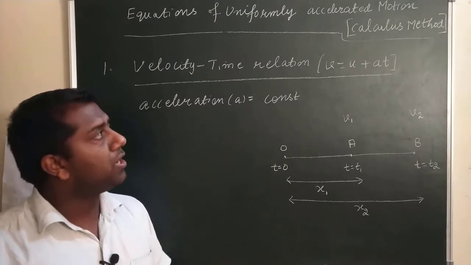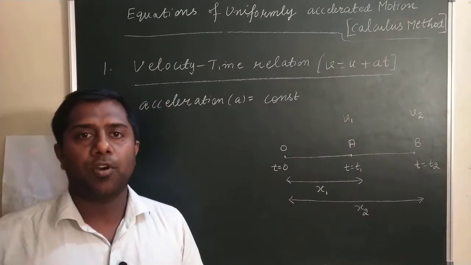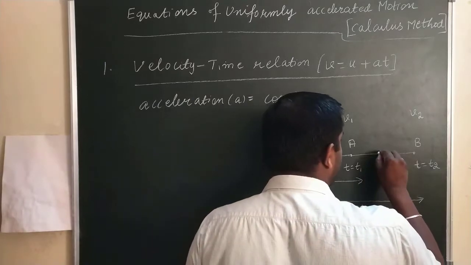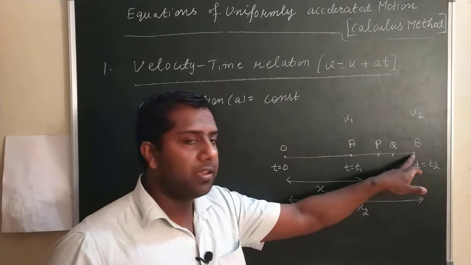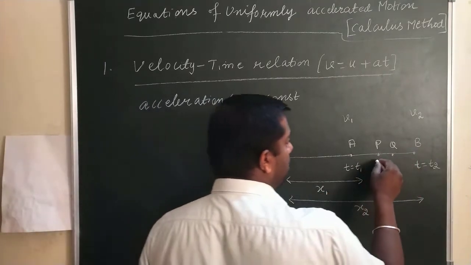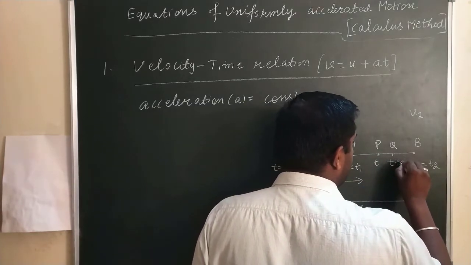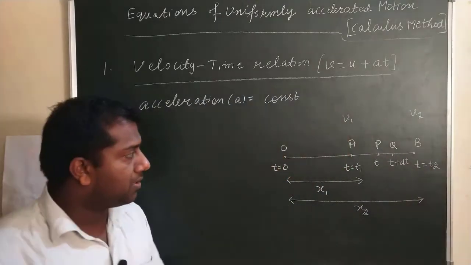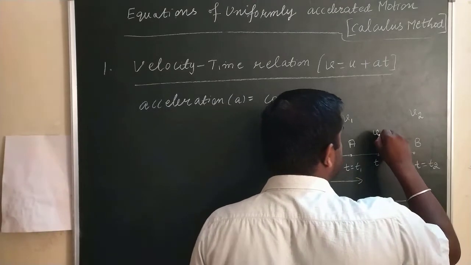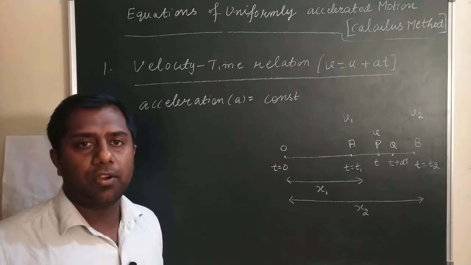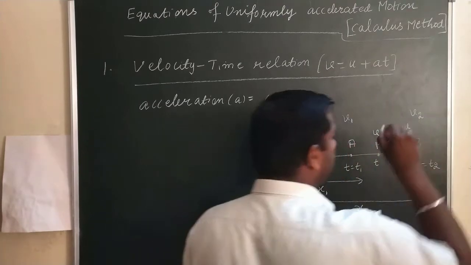Clear? Students, now in this article we want to use this calculus method. So for the calculus method we need a small line element. Suppose we have a small line element PQ between A and B. Let the particle reach the point P after the time t and reach the point Q after a small change in time, so that the time is t plus dt. Let the velocity at the point P be v. Because the change of time is very small, the velocity change is also very small.